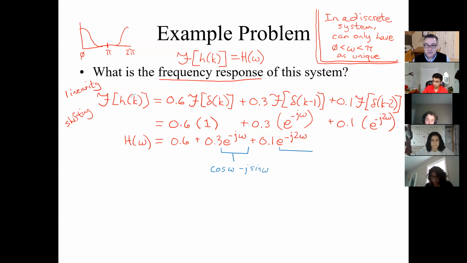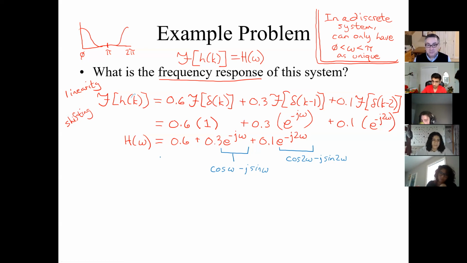And similarly, this becomes cosine 2 omega minus j sine 2 omega. And so then we can essentially pull out the real parts, which are the 0.6, cosine omega, and cosine 2 omega terms. And the imaginary parts are the ones with j's, so they would be the sine omega term and the sine 2 omega term. I'm not going to write them out, but hopefully you get the idea. And besides, the real and imaginary parts are not so informative anyway, so I'm not going to be too concerned about that.